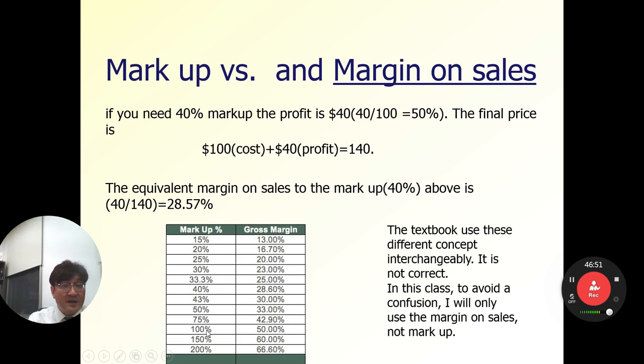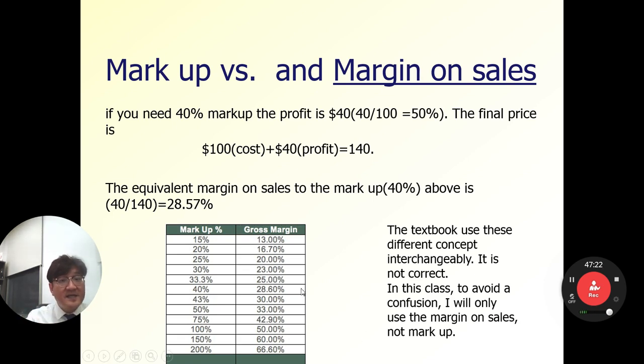When we say 100% markup, it means your profit is going to be exactly the same as the cost. For example, if your product cost is 100 and you ask for 100% markup, your profit is going to be $100 too. Then what's going to be your final price? 100 plus 100 is 200, which is your final price.